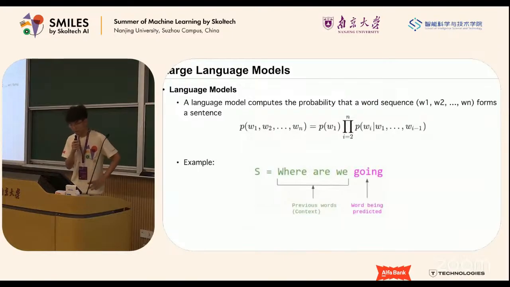Before looking at deep networks, let us review the basic definition. A language model is fundamentally a system that computes the probability of a word sequence forming a sentence. Mathematically, the joint probability of a sentence is expressed as the product of conditional probabilities, where each word is predicted given the context of our previous words. For example, if the previous words are "where we are", the model aims to predict the probability of the next word being "going".